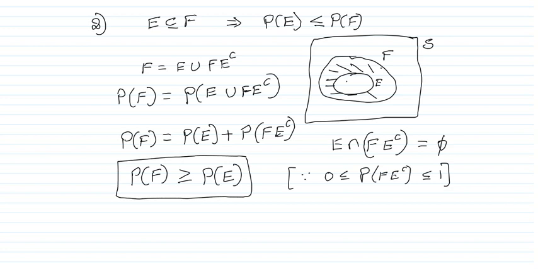I used only the third axiom of probability here, nothing else. I have written that big set as a union of two mutually disjoint sets, and then I have taken their probabilities and I got the result. Okay?